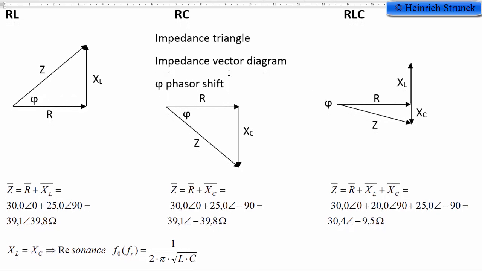So, the first situation: we have a resistor and an inductor connected in serial. The resistance has a value and a direction of 0 degrees. The reactance XL has a length value and a direction of positive 90 degrees. And if we add these two vectors, we get the total up here.